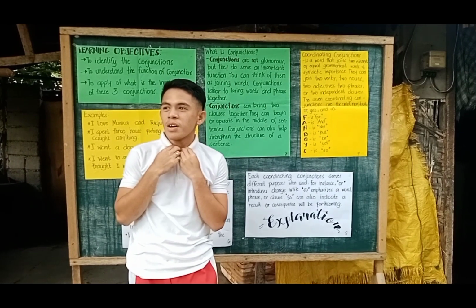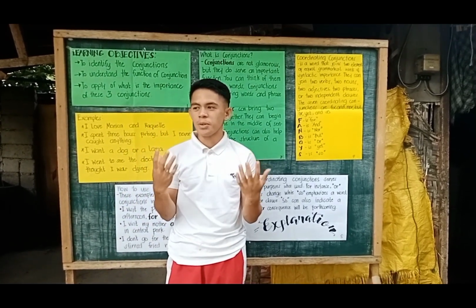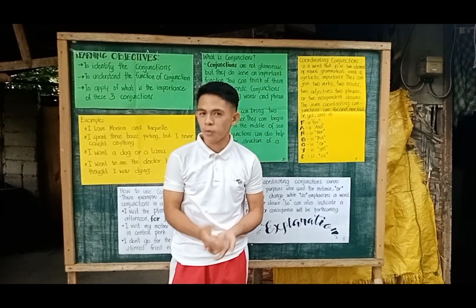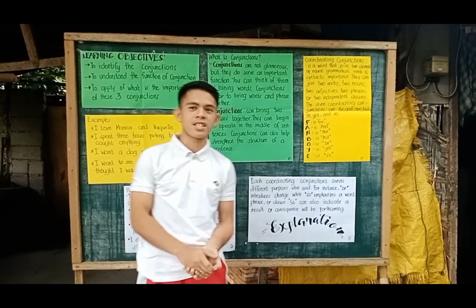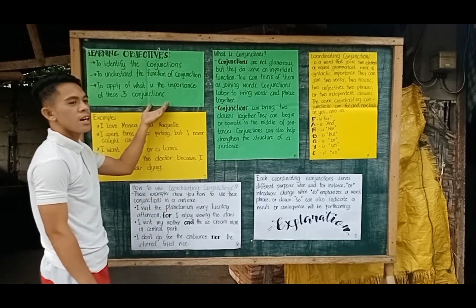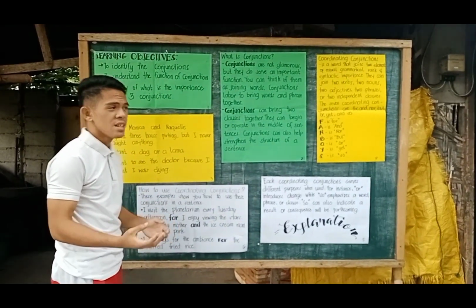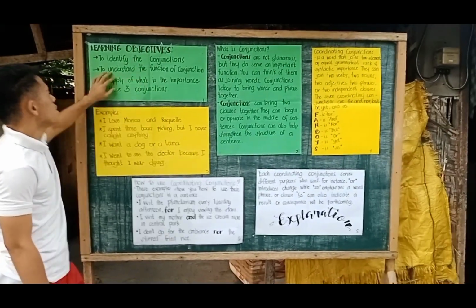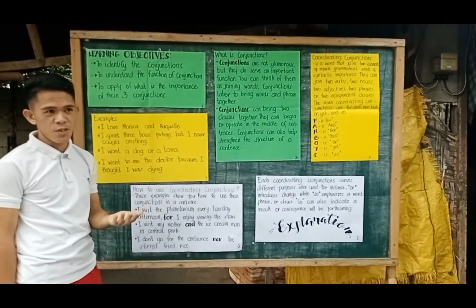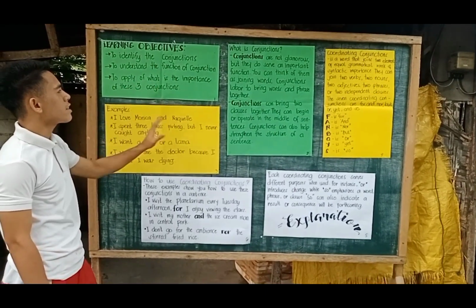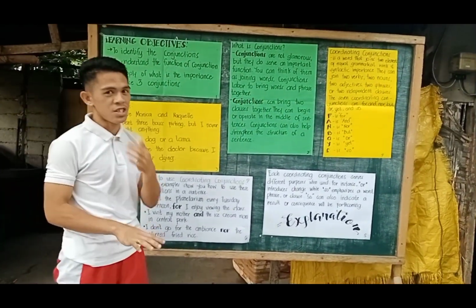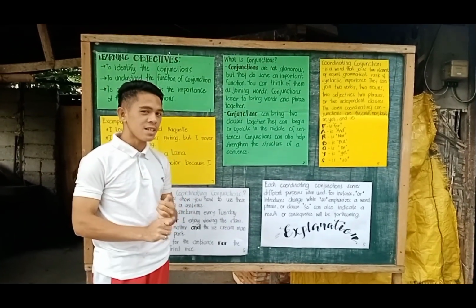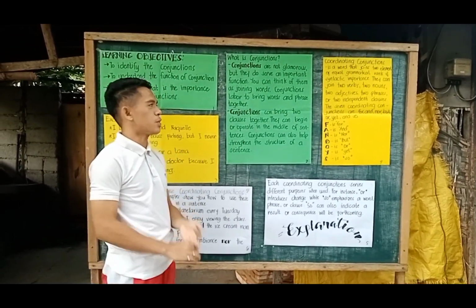So this time, for you to learn the conjunctions in this discussion, let us all define first the objectives of this lesson. The students are expected to identify the conjunctions, to understand the function of conjunctions, and to apply what is the importance of these three conjunctions. We have three subgroups of conjunctions: correlative, coordinating, and subordinating.